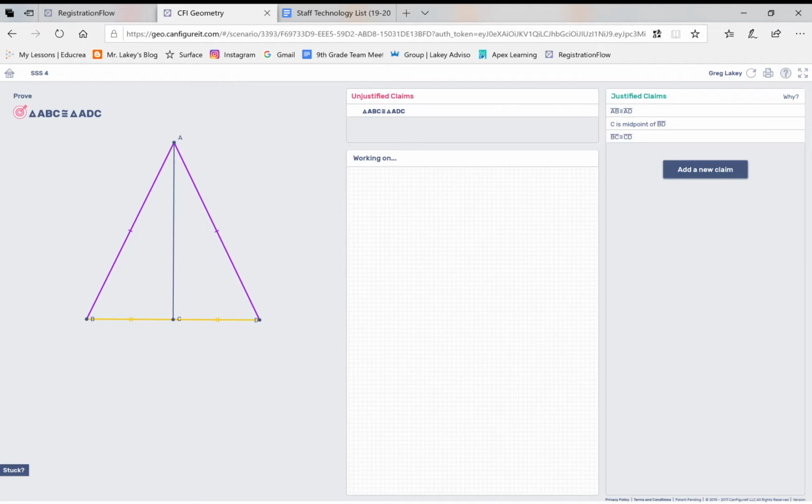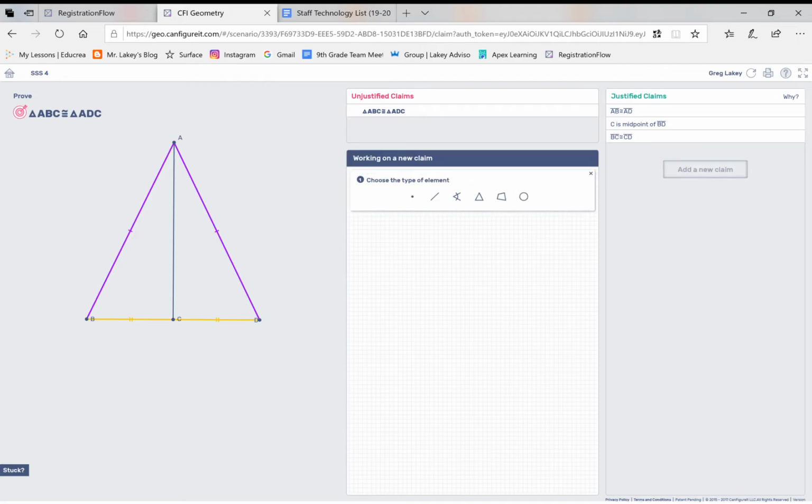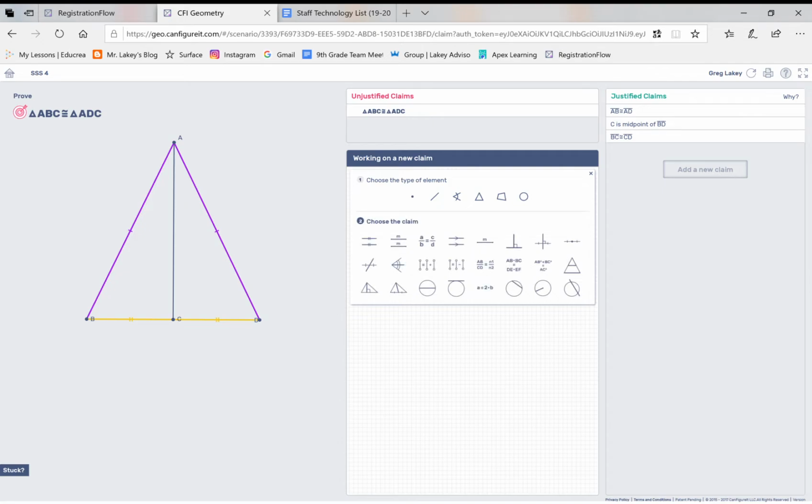So what we can do, let's go to add a new claim. Then we're going to go to lines. We're going to choose the claim. The very first one is going to be congruent segments. Now, bear with me here. If I were to take those two triangles and split them apart, wouldn't AC be a part of both triangles? Yes, so AC is congruent to itself. So now let's go ahead and put AC is congruent to AC.